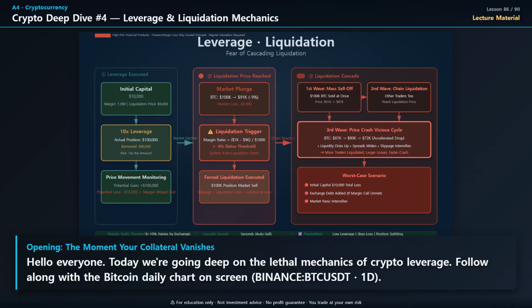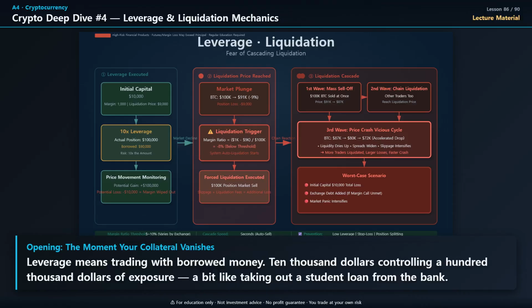Hello, everyone. Today we're going deep on the lethal mechanics of crypto leverage. Follow along with the Bitcoin daily chart on screen, Binance, Bitcoin USDT 1D. Leverage means trading with borrowed money. $10,000 controlling $100,000 of exposure, a bit like taking out a student loan from the bank.